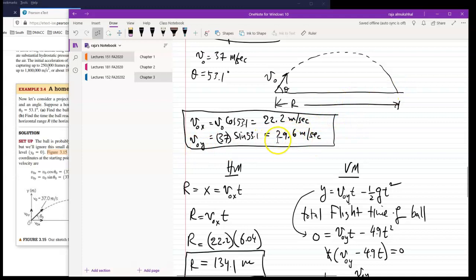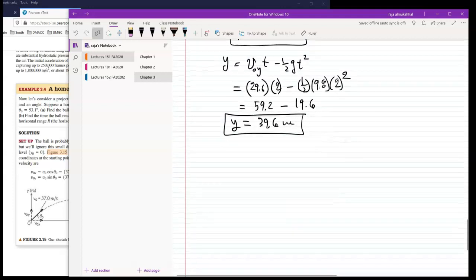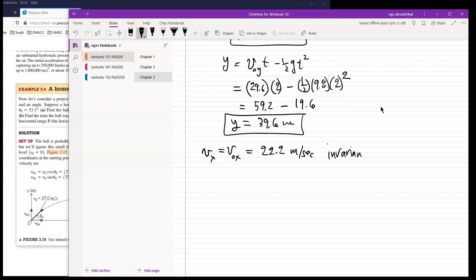This is only the initial velocity. But everywhere else here is different. You got that? Why? Because there is a g factor here. There is gravitation, the gravitational effect, or acceleration due to gravity. So Vx is really equal to V naught x, and that's just 22.2. Does not change. Okay, invariant. Invariant is a good word to know. Does not change. Not the opposite of constant. Invariant. Okay, Vy. What about Vy?